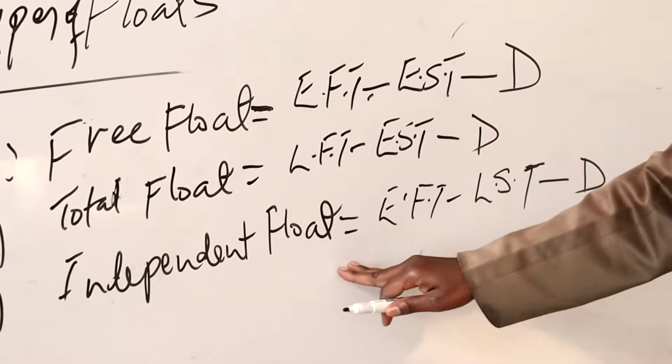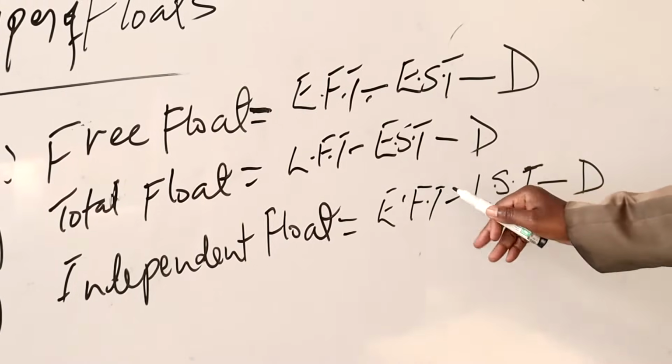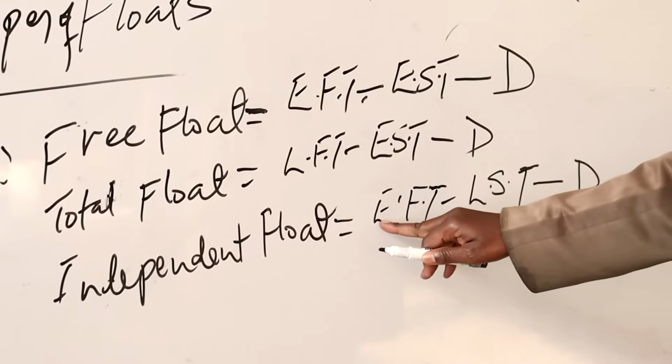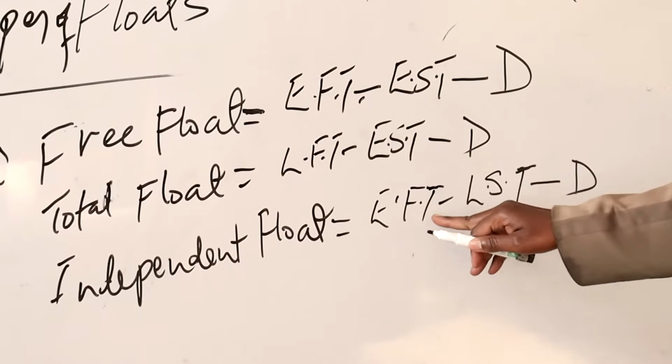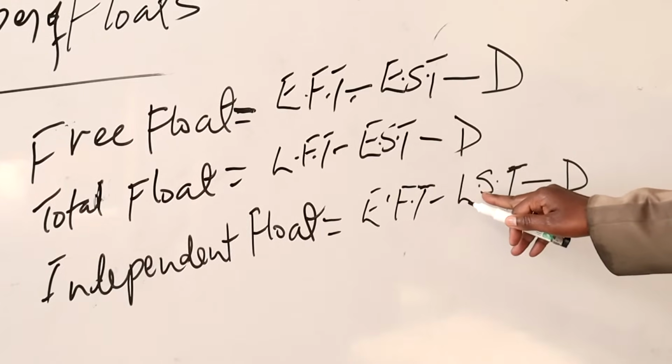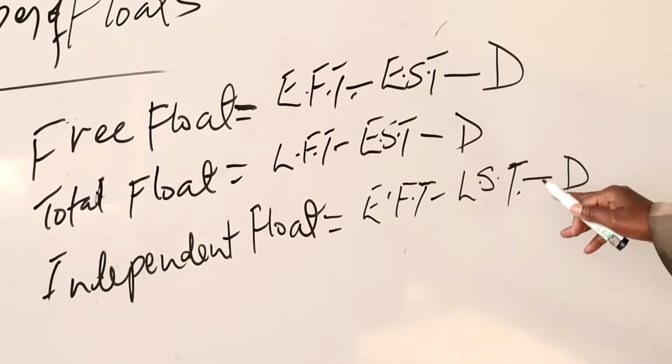So independent float is EFT. This is to help the learners to memorize: EFT, that is earliest finishing time minus latest starting time minus the activity duration.